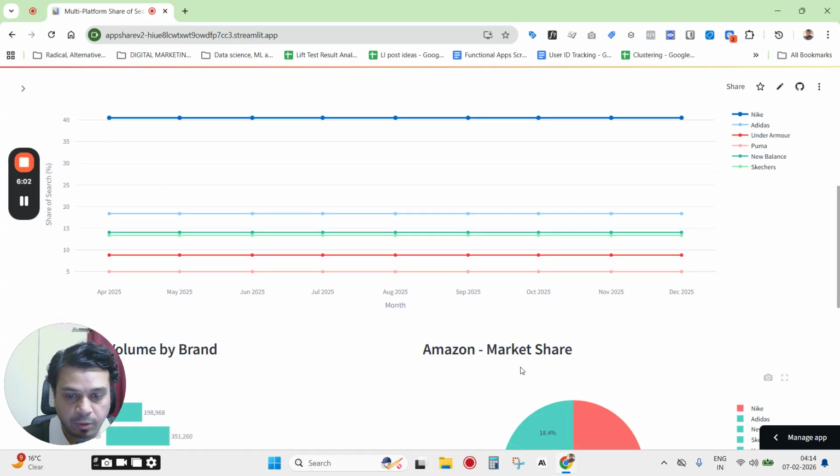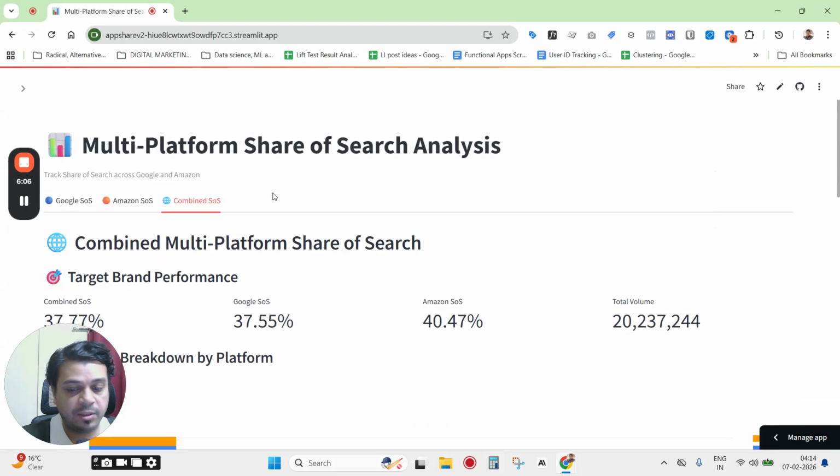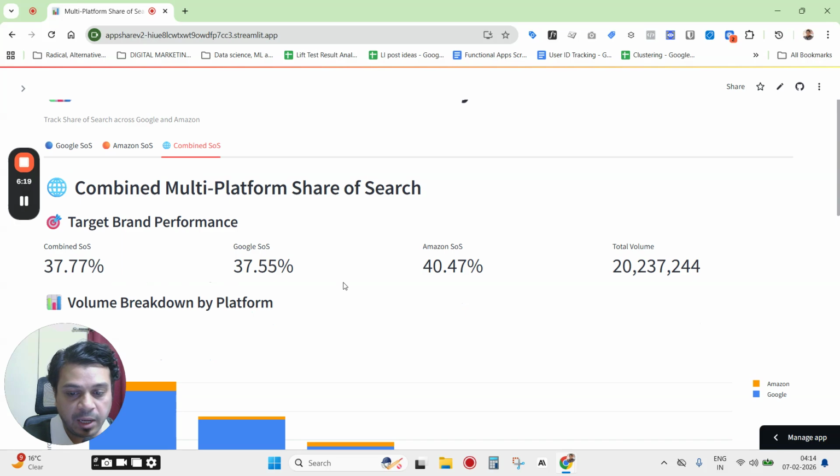If you want to go to the combiner, what this does is give you a whole picture rather than just giving you platform-wise. It gives you the value for entire Amazon and Google combined together. Now these are the two most important platforms. So you get a combined share of search.